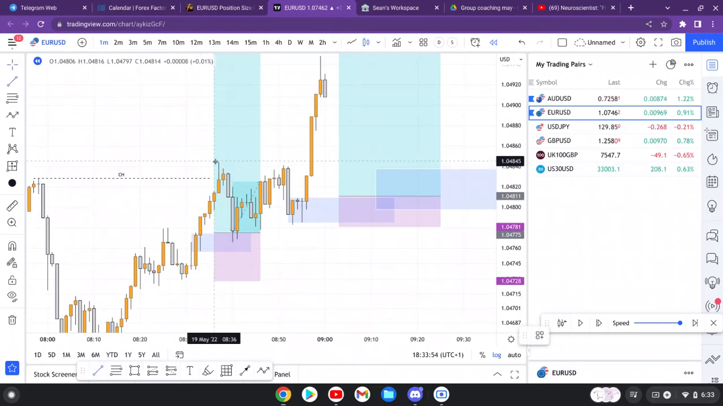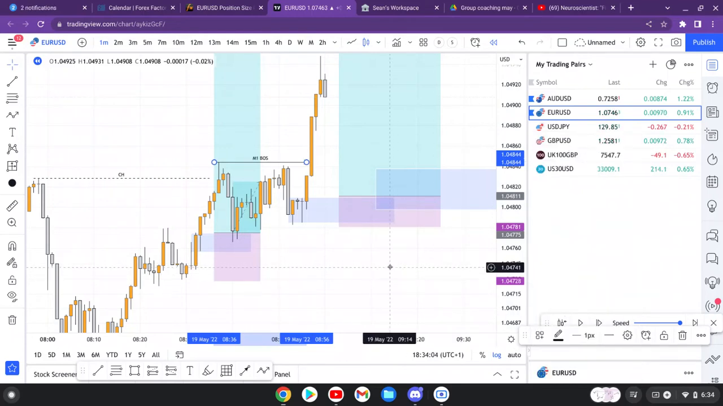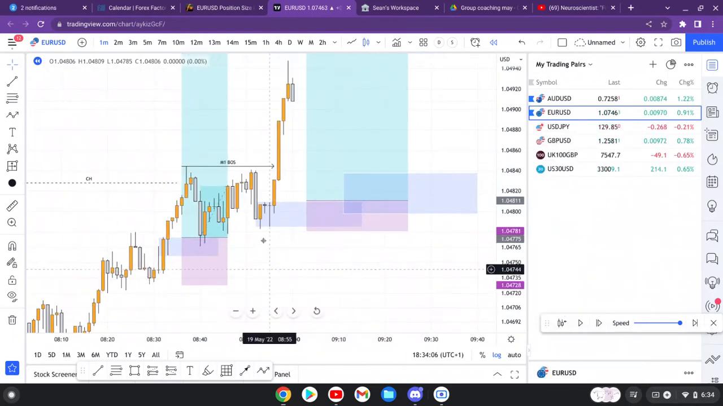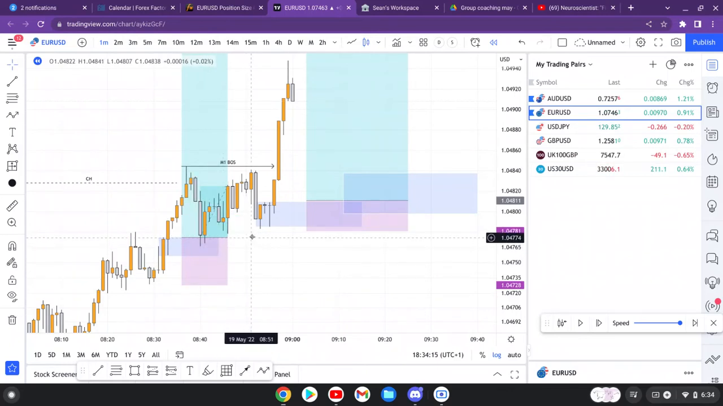Just mark that out. We get a break of structure. There we go. And then we leave behind this zone here. So once this has broken structure and there's nowhere for price to come back into here, I can go break even on this trade.